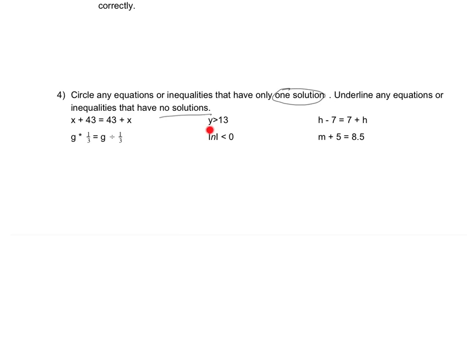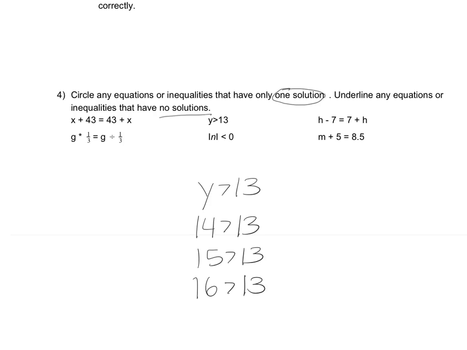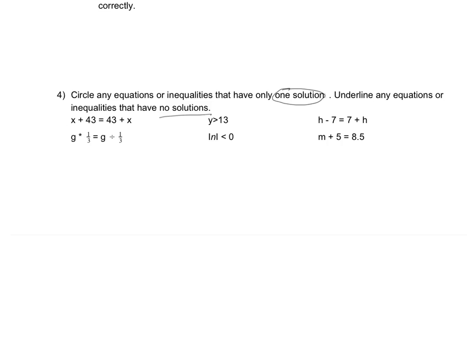Now let's try this one. Y is greater than 13. So I'm going to think about what numbers could y be. What numbers are bigger than 13? Well, 14's bigger than 13. 15's bigger than 13, 16, so many. So it's not none for sure, and it's not 1 either. So I'm going to leave it blank. Let's look at the next one.